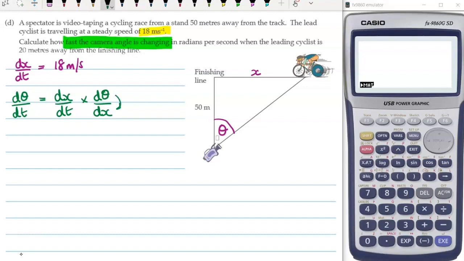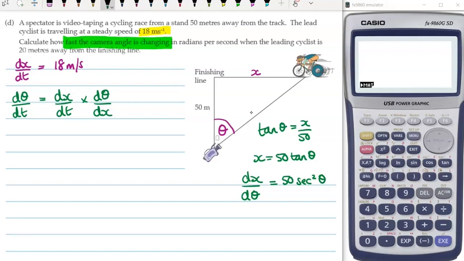Okay, so we now need something that links the theta and the x together, which we can do using trigonometry on this triangle here. We've got the adjacent at 50, the opposite at x, so we can use tan. So tan theta is the opposite over the adjacent. So x equals 50 tan theta. And so dx by d theta, well, if we differentiate tan, we get sec squared. So this is 50 sec squared theta.